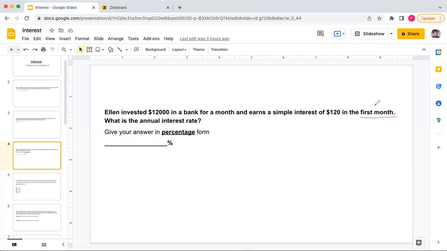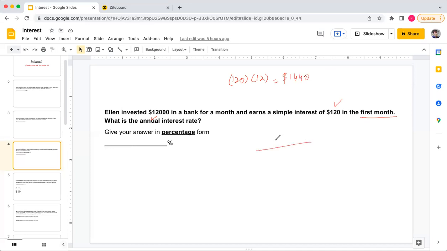You can solve this logically in various ways. The simple interest for 1 month is 120, and the question is asking for the annual interest, so what will be the simple interest for a year? That will be 12 times this value, because this is for 1 month and there are 12 months in a year. This will be $1440.